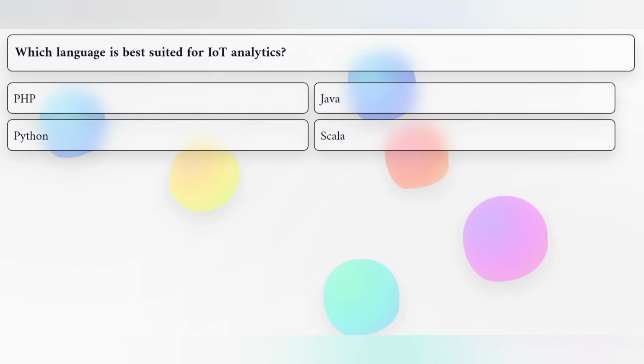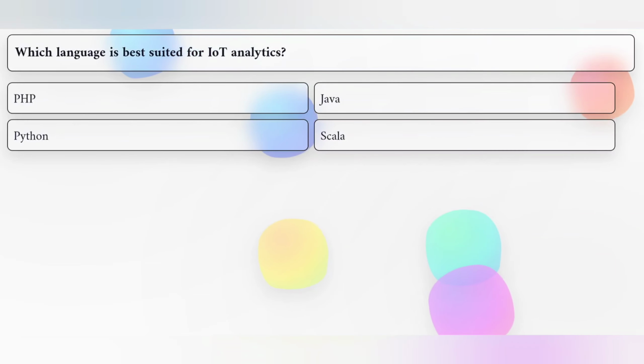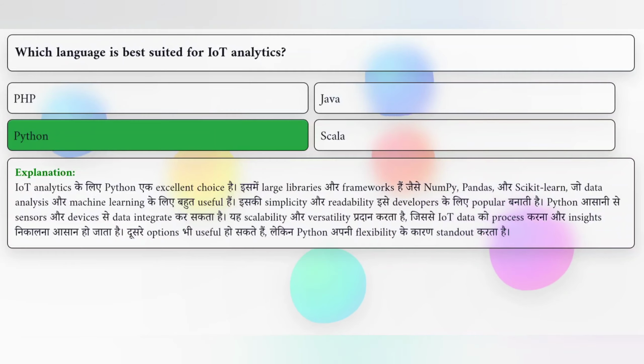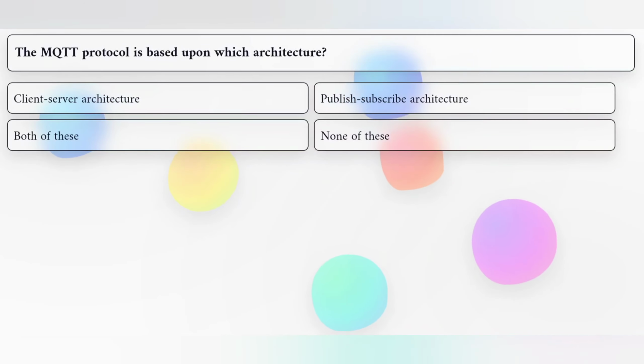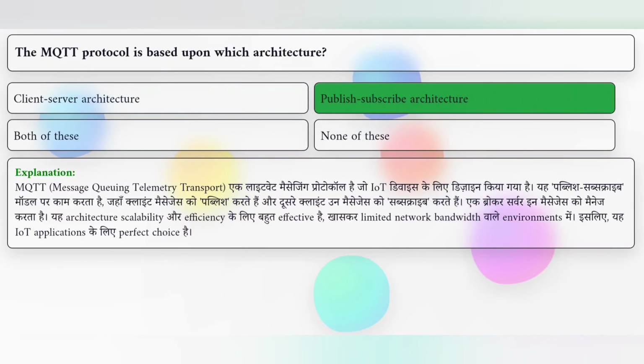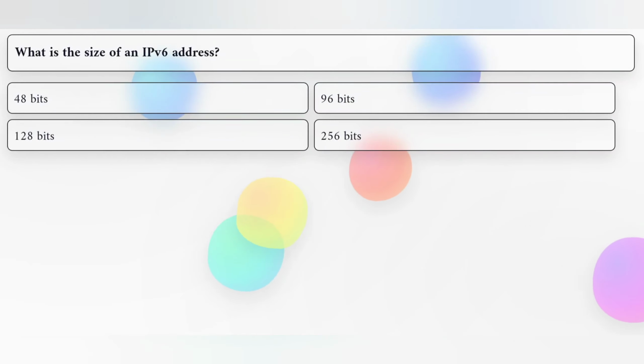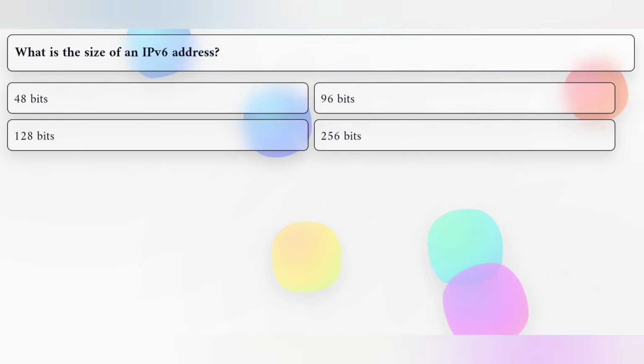Which language is best suited for IoT analytics? PHP, Java, Python, Scala. The MQTT protocol is based upon which architecture? Client-server architecture, publish-subscribe architecture, both of these, none of these. What is the size of an IPv6 address? 48 bits, 96 bits, 128 bits, 256 bits.